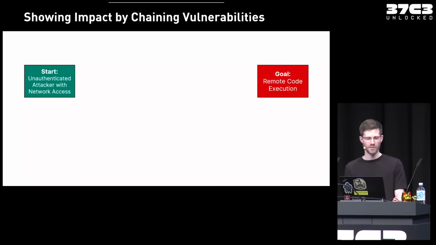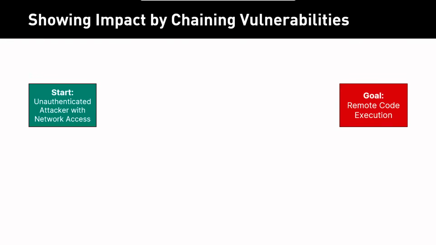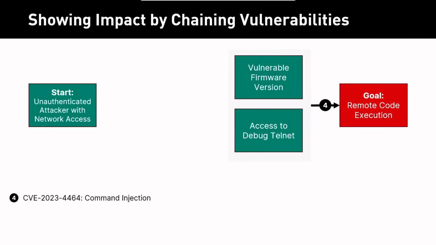So here on the left, we have an unauthenticated attacker with network access, and on the right, our goal, which is the remote code execution. And we don't have a single issue which allows us to do this, but by chaining the vulnerabilities we uncovered today, we can actually do that. So starting from the back, we know for the RCE, we want to exploit the command injection we talked about. This one has 2 big requirements. We need a vulnerable firmware version and access to the debug telnet. And let's talk about the last one first.